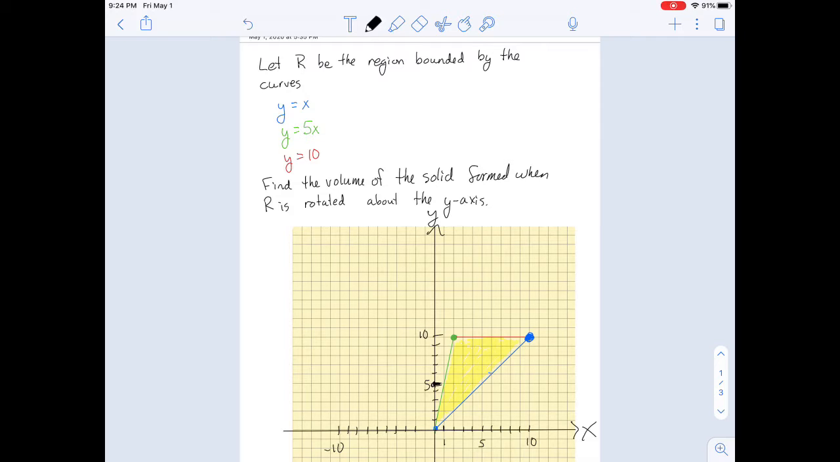Let's solve a volume problem with integrals. Let R be the region bounded by the curves y equals x, y equals 5x, y equals 10. Find the volume of the solid formed when R is rotated about the y-axis.